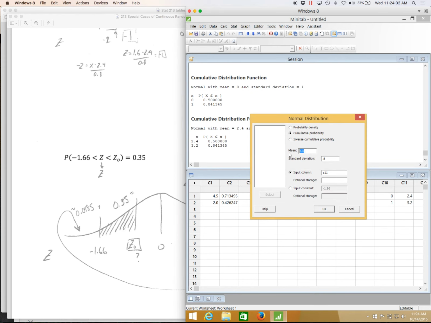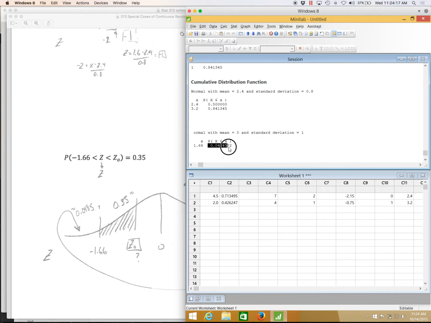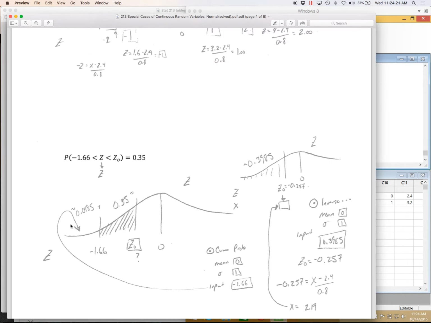Okay, this is Z. How do I know it's Z? Because it says it's Z. So when you're talking about Z, the middle is always 0, the spread is always 1. I want the cumulative area of -1.66. It tells me this area is close to 5%, about 0.0485.